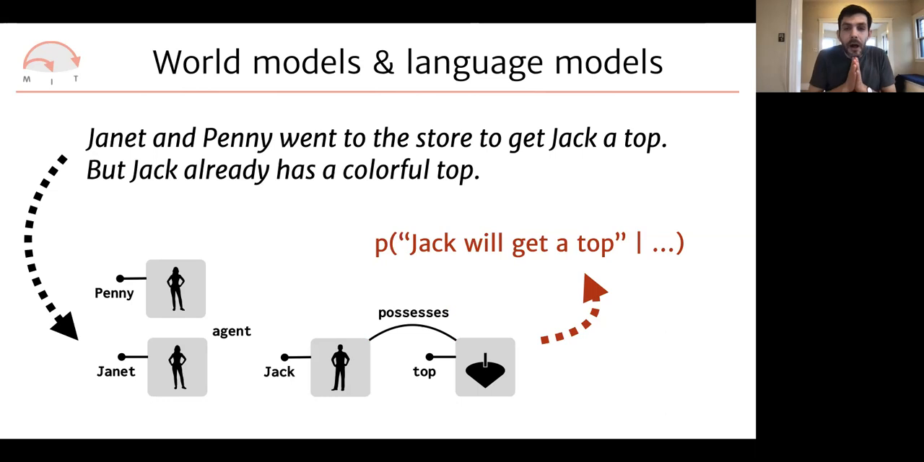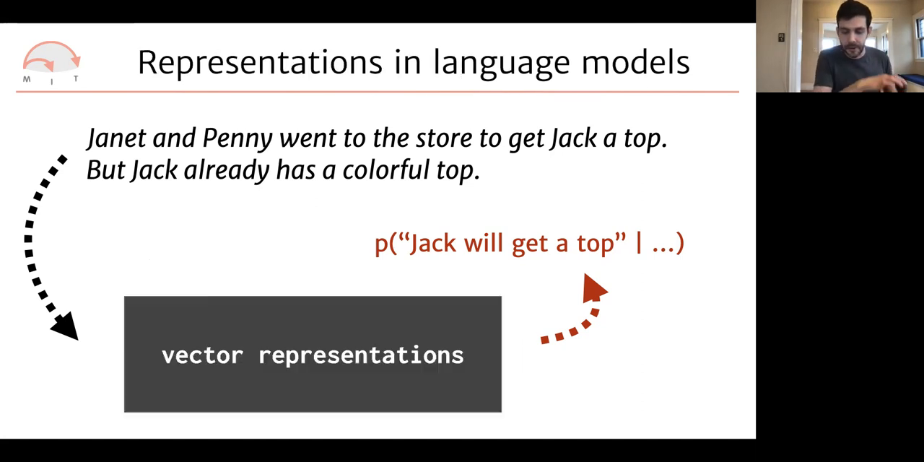And why is that? Well, you might imagine that if I had access to this kind of world representation, it would help me do all kinds of downstream language processing tasks, right? Language generation, language inference, and so on. Because now, rather than having to reason about relationships among surface forms and relationships among words, I can just look at my world model and ask whether it's plausible that Jack will get a top in the context of this world model that states explicitly that Jack already has a top.